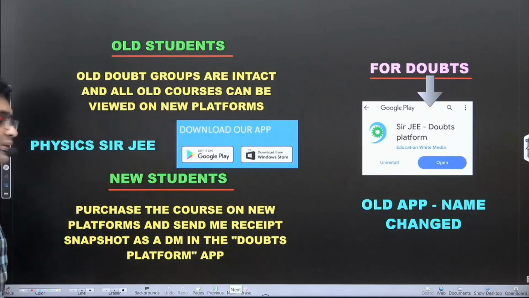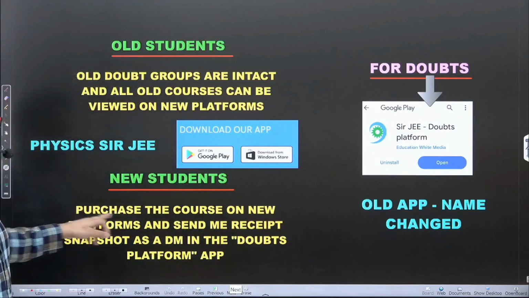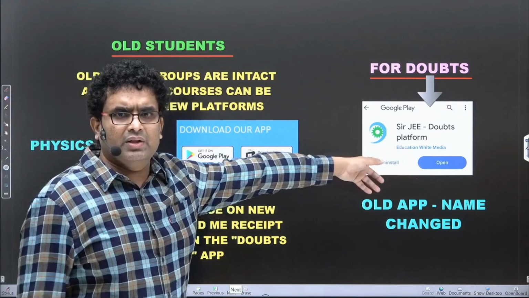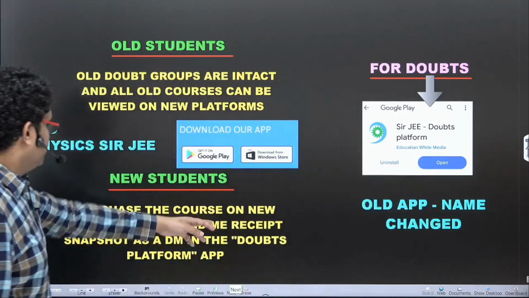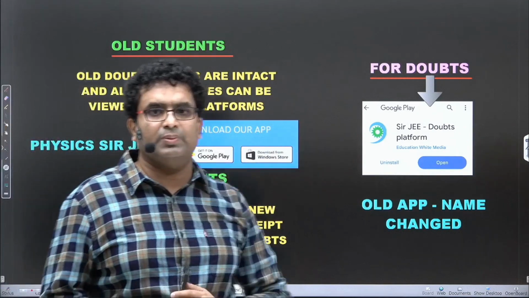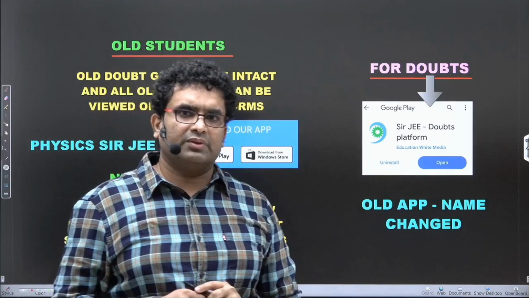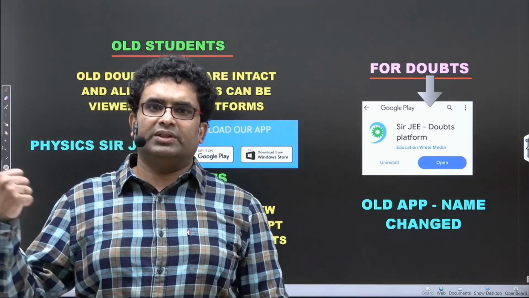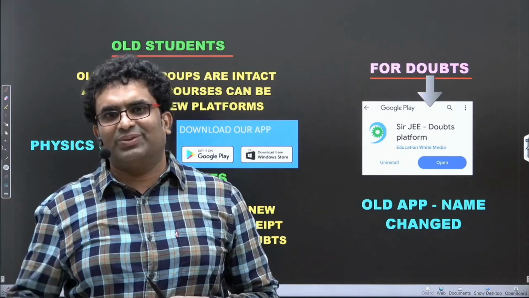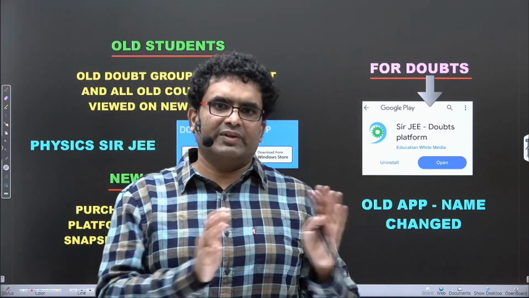For new students, or if you are a student purchasing a new course, you have to purchase the course from the new platform only. You'll not find batch 2 and all that in the old app. So please do that, send me the receipt snapshot and DM in the doubts platform. I'll add you to the doubts group of that particular course. And we have enough time. The course is starting from October 2nd, especially if it is batch 2 of either the 2025 or 2024 aspirants. You will have time before we set up the doubts group.